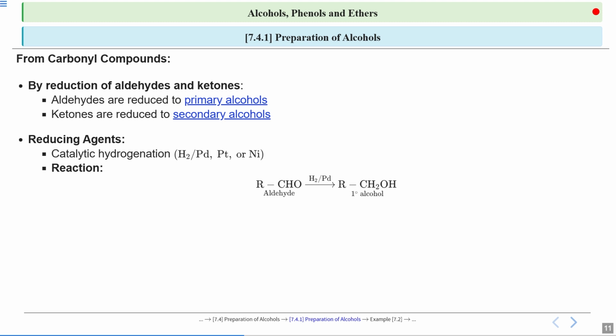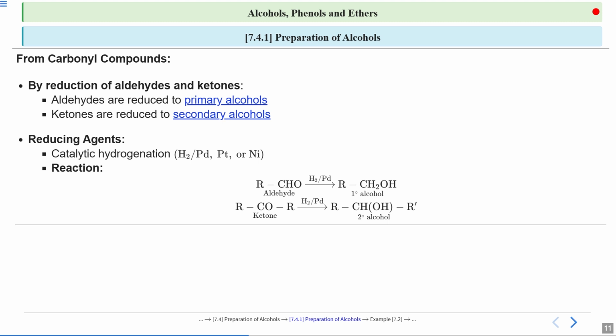We do the catalytic hydrogenation of aldehyde with hydrogen in presence of palladium metal, and you will get a primary alcohol after the removal of C double bond O, and you will get RCH2OH. So from the aldehydes you will get a primary alcohol RCH2OH. The C double bond O will break and you will get a primary alcohol from the aldehyde.